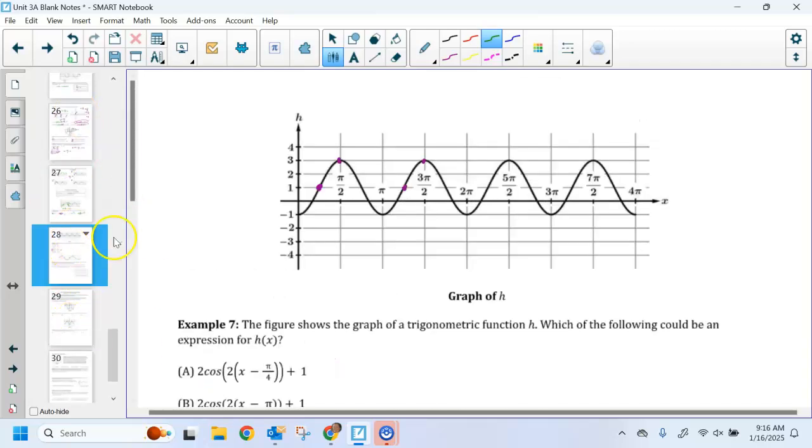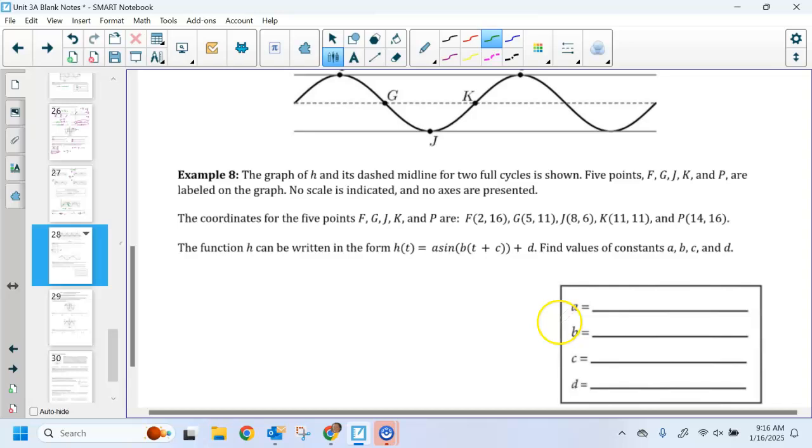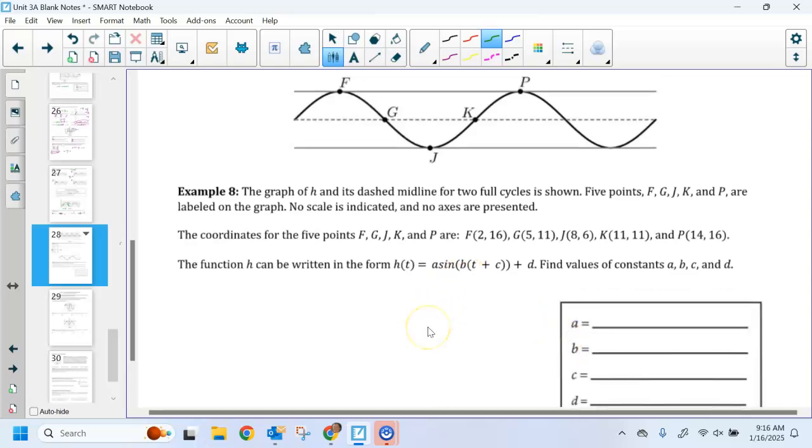And then the last question goes back to kind of our task model FRQ3, but they're giving us our points. Let's go ahead and write them in. If this is 2, 16, this is 5, 11, this is 8, 6, this is 11, 11, and this is 14, 16. Let's figure out A, B, C, and D.